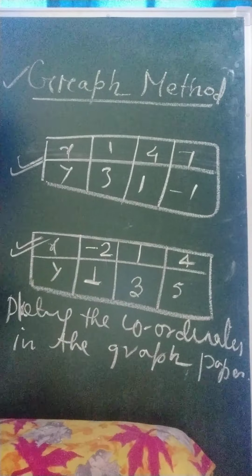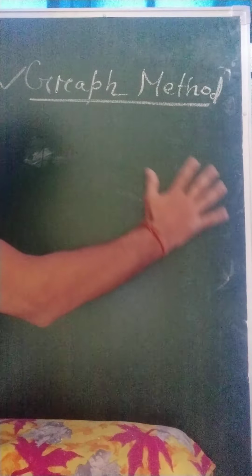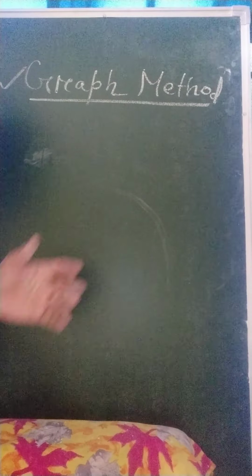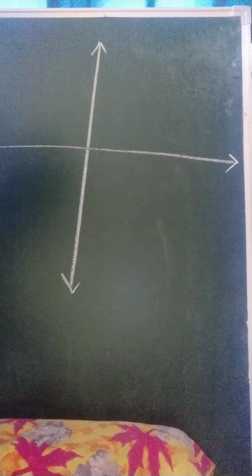Let us see how to plot these coordinates in the graph paper. Look at here, student. Whatever we have done right now, finding the table and everything, we will write in the one-liner page of the graph paper. Now students, we have a graph paper, and in that graph paper we will find the graph of these two equations. Student, this is the graph paper, and this graph paper is divided into 4 equal parts.